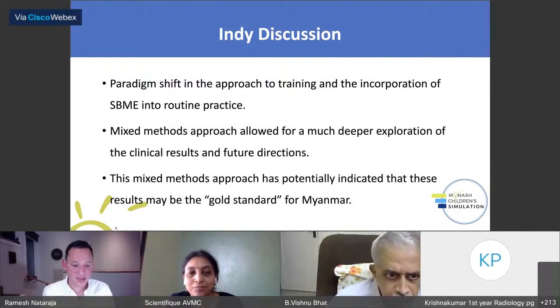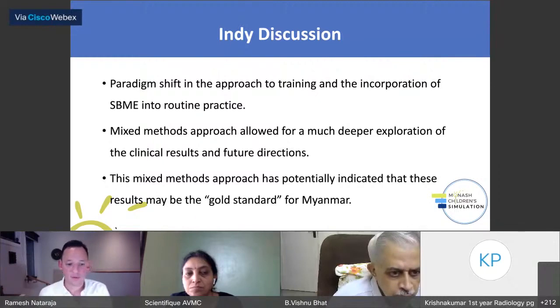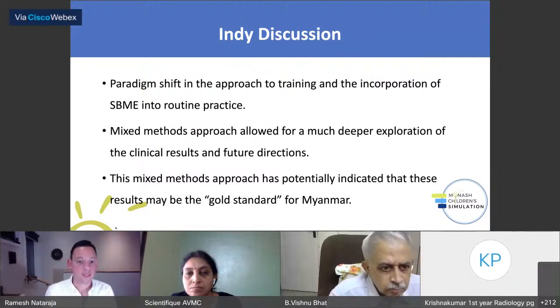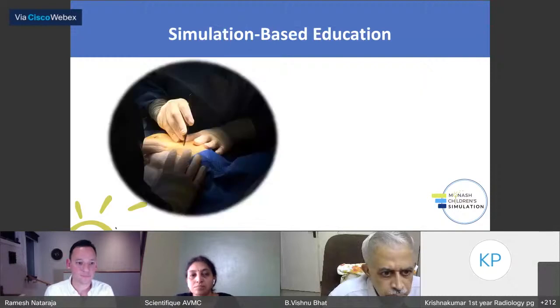And it's also indicated that actually we don't need to push. Maybe the right number of children having an intussusception reduction is lower because of late presentation in Myanmar, and that rather than 90% having it, which we have in our country, maybe actually having 50 to 60% having an air enema is actually achievable and actually the gold standard for that setting.